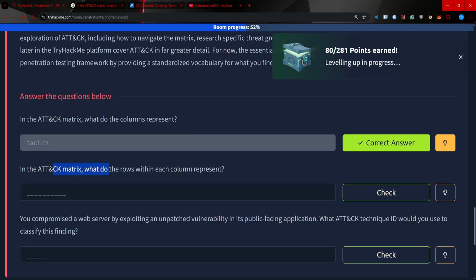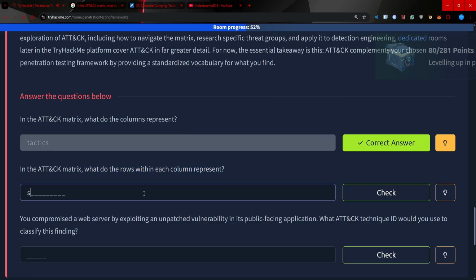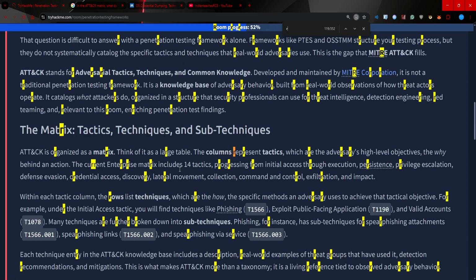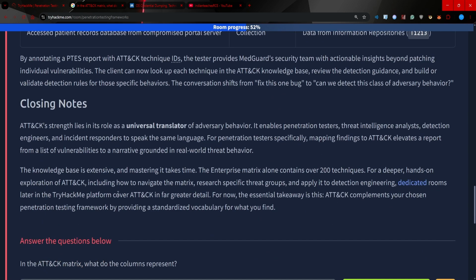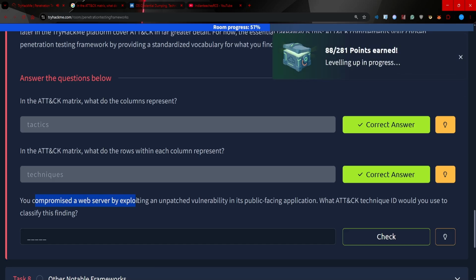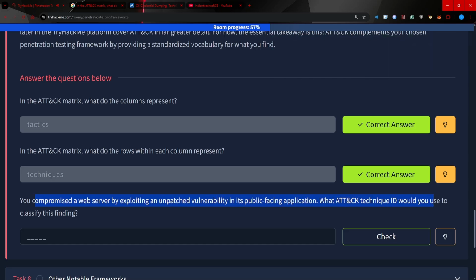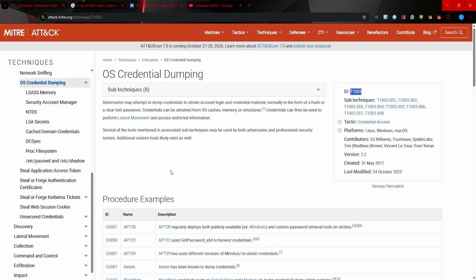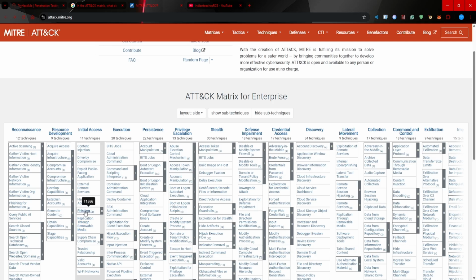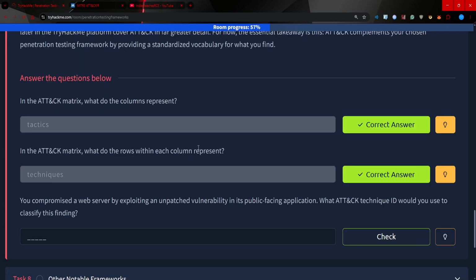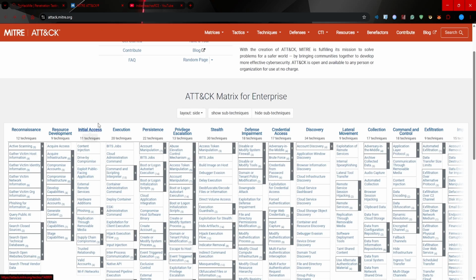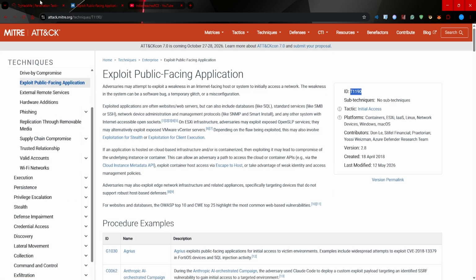In the ATT&CK matrix, what do the rows within... subcategories, right? Techniques. Yeah. Kind of subcategories, kind of. You compromise the web server by exploiting an unpatched vulnerability in its public-facing application. What ATT&CK technique ID would you use to classify the finding? You know what? Let's go here. We have gotten initial access by what attack technique? Wait, public-facing unpatched vulnerability. Exploit public-facing application. This is T1190. This.